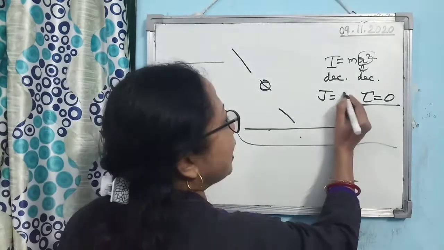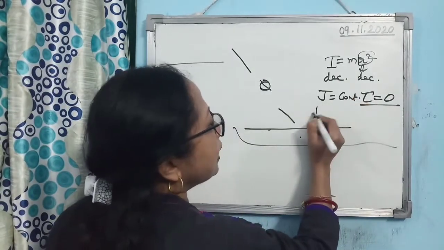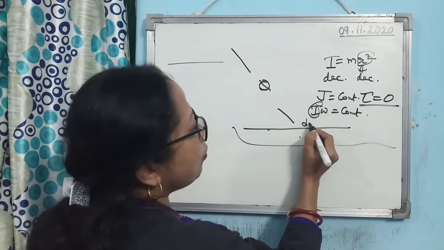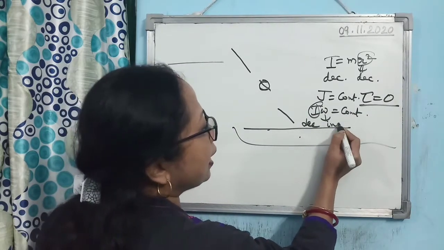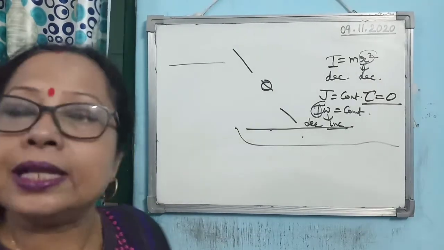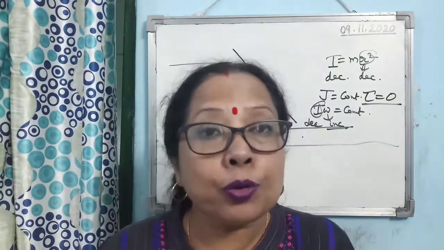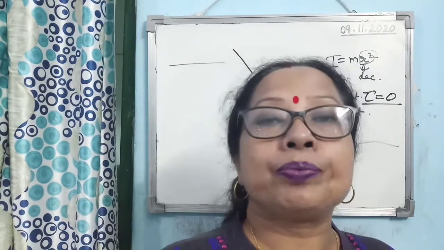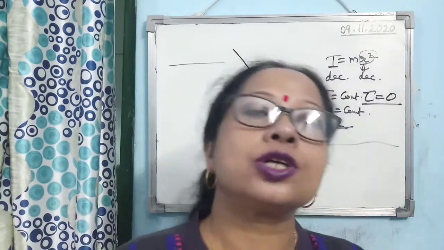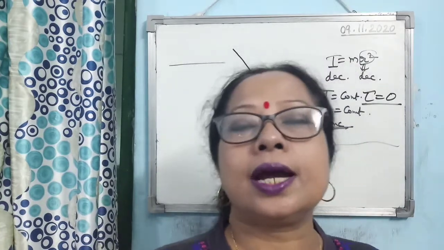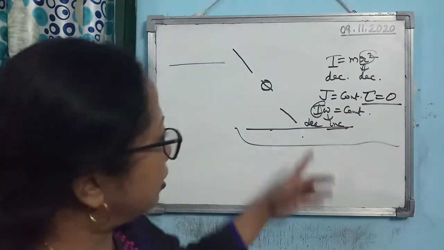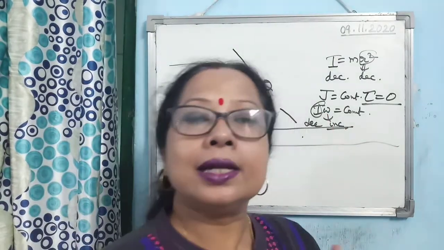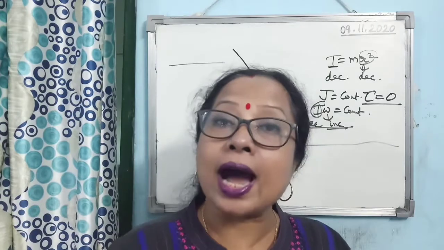So what will happen? J will be constant. Now you know that J is equal to I into omega. So you see, when I decreases, what will happen to omega? Omega will increase. It means that when the diver pulls his or her legs and hands towards the axis of the body, then the moment of inertia decreases, and therefore the angular velocity increases and the diver rotates faster.